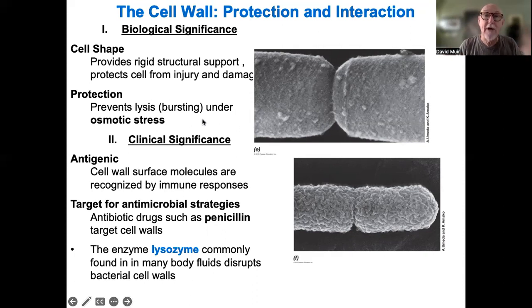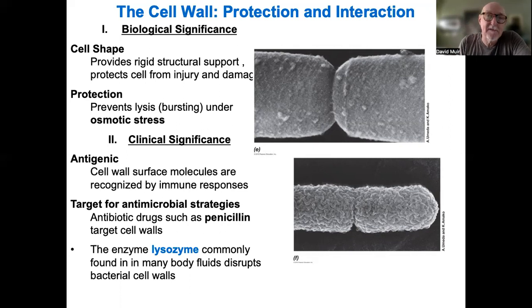So the primary feature of the cell wall is to prevent the bursting or lysis of a cell because of osmotic stress. So that's the main reason. It does offer some protection probably from predators or whatever, but its main function is as an osmotic control. There are, however, some features of cell walls which are of clinical significance. And this is particularly in one type of cell wall that we'll talk about in a second.